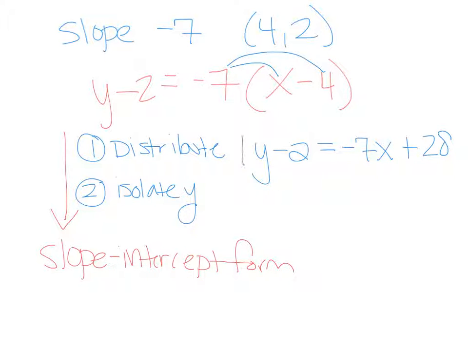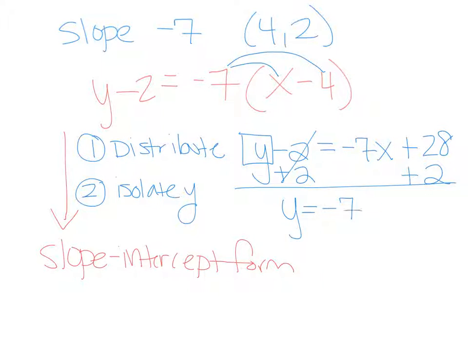So the way that we would isolate this y is to get rid of the -2, so I would add 2 to both sides. Remember that I'm only adding to the number 28 here because you cannot add a number with a variable. Those are not like terms. So we should end up with y equals -7x plus 30.